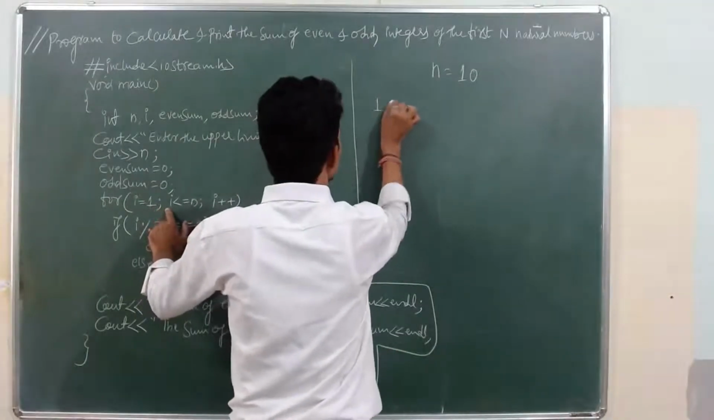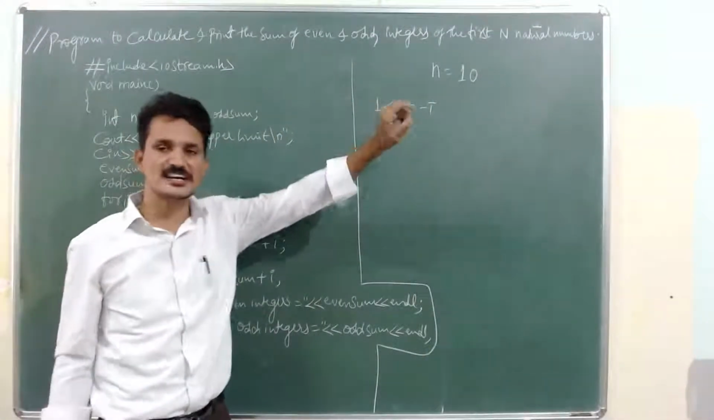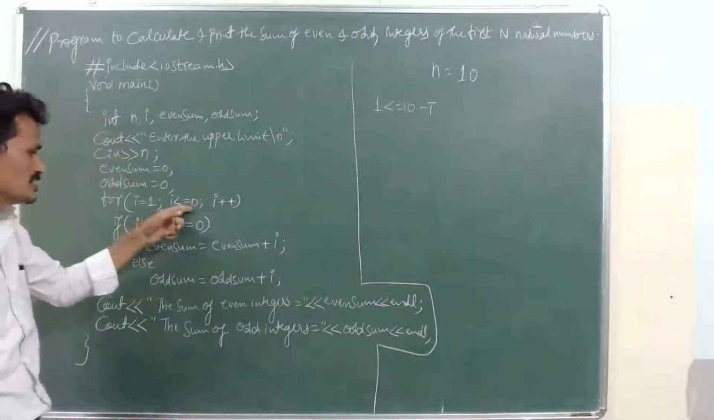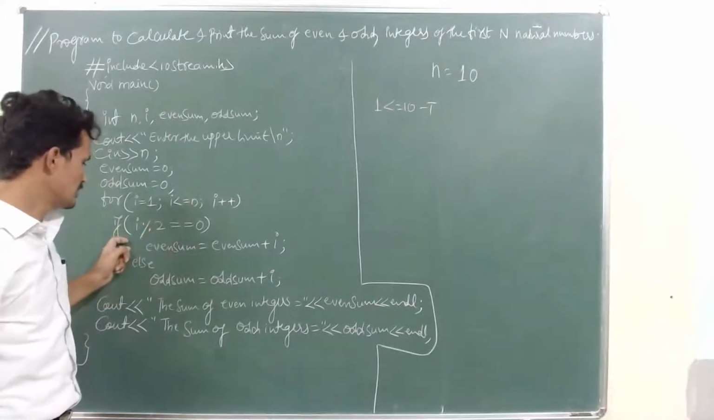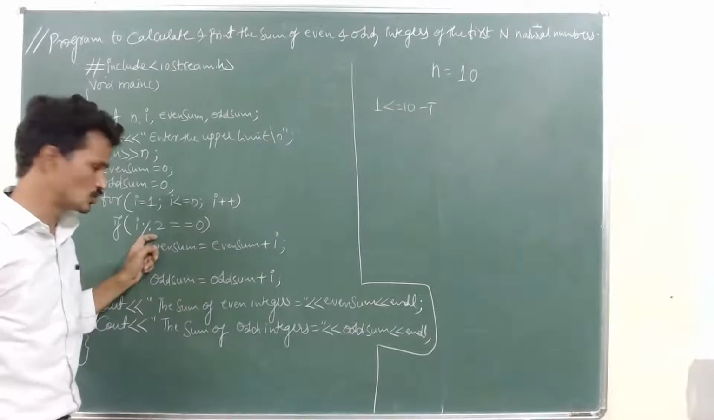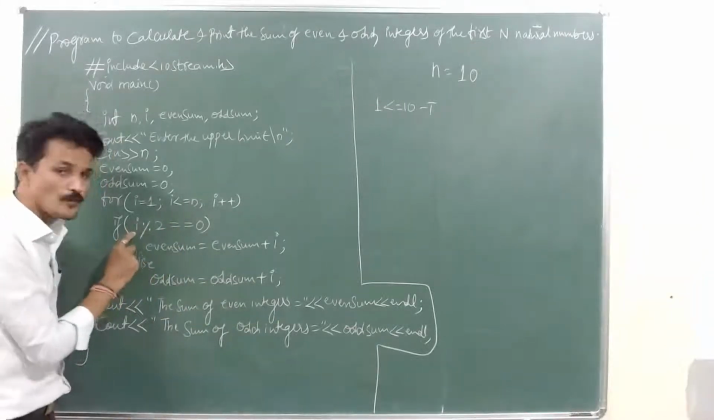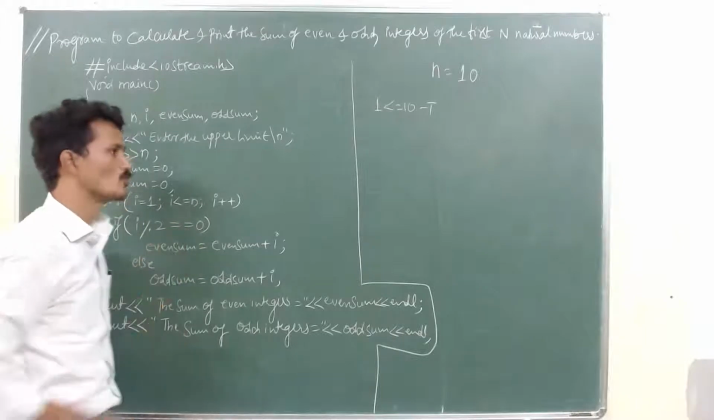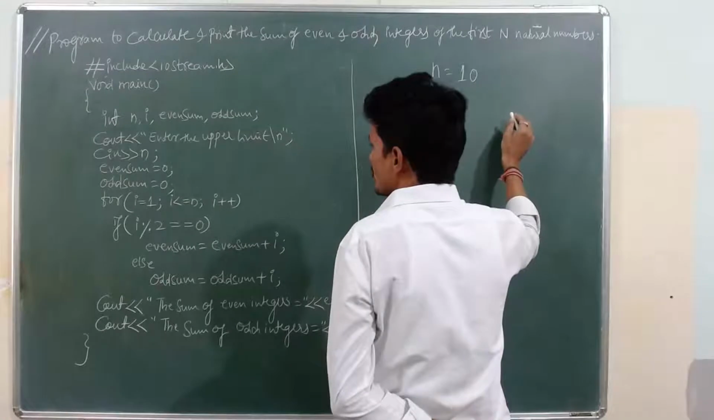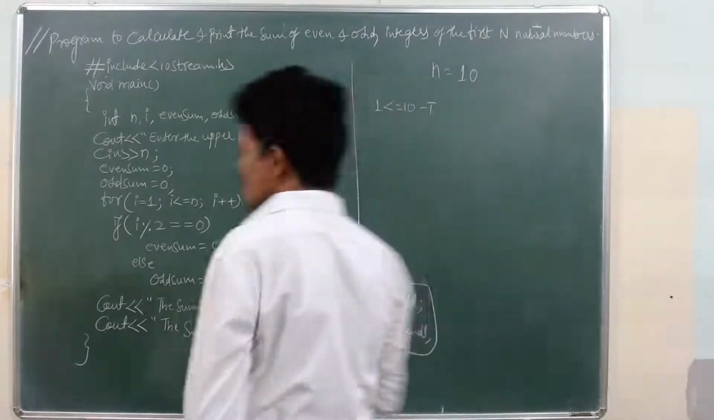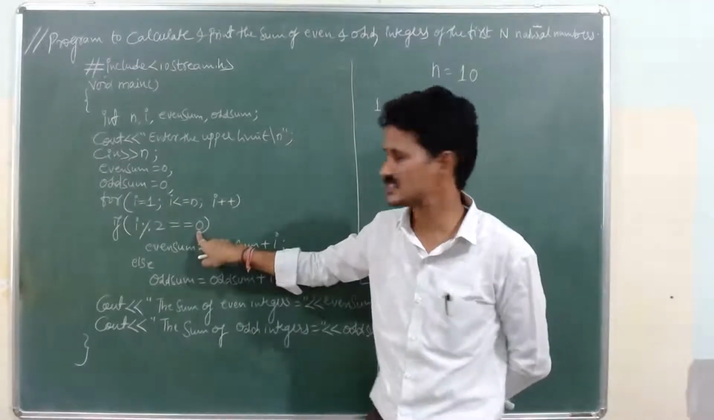So let me check the condition by substituting the value. 1 is less than or equal to 10, yes, it is true, the condition is true. When this condition is true, I should go for this: if i mod 2 is equal to 0. What is the value of i? 1 mod 2. Remainder, 1 mod 2 is not equal to 0. I won't get the remainder as 0.